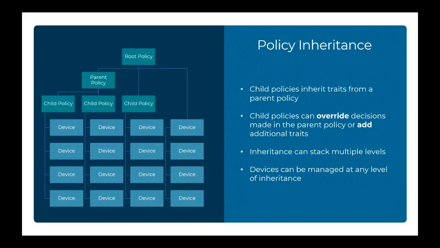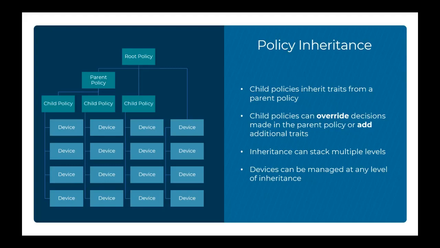The way this works is that a child policy will inherit the traits of a parent policy. So if you set up conditions or scheduled scripts, or if you define your patching preferences in a parent policy, when you create that child policy and inherit from the parent, all of the decisions made in the parent policy will waterfall down into the child policy.